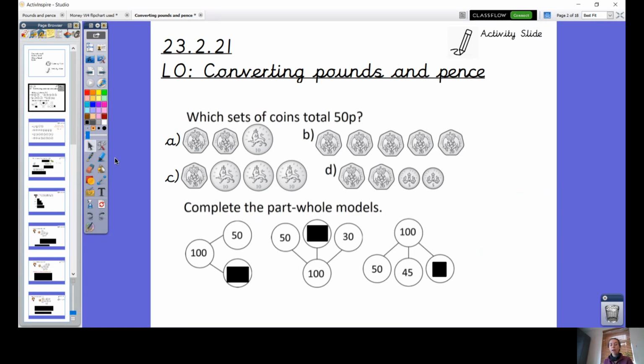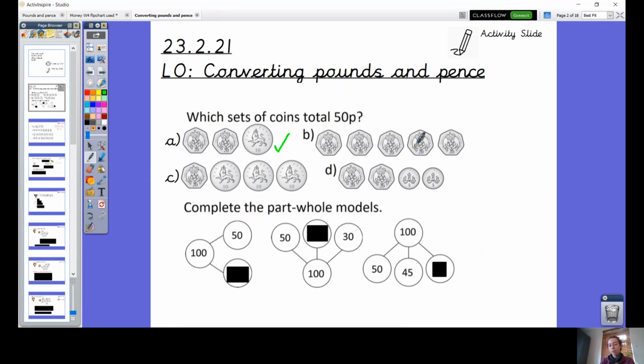Brilliant, well done. We're looking at converting pounds and pence today. So let's have a look at which sets of coins total 50p. We're going to be using our adding skills here to help us. So set A, 20 and 20, that's 40. Add another 10, 50p. Give it a tick if you got that one right.